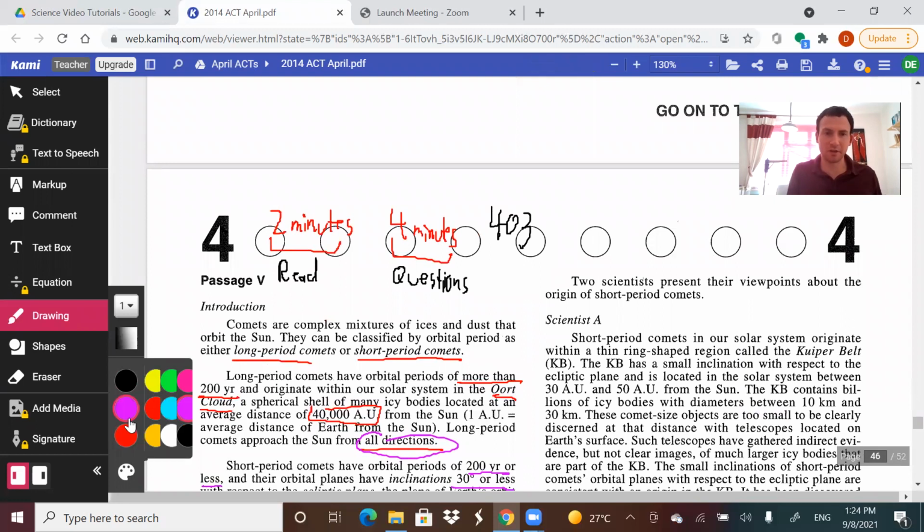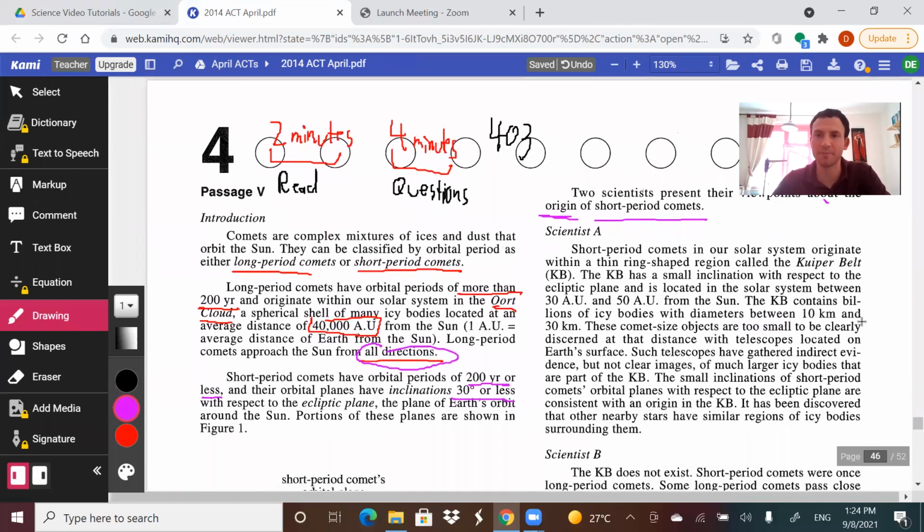What phenomenon are these scientists trying to figure out? 2 scientists present their viewpoints about the origin of short period comets. So that's what we're trying to figure out. Let's see what scientist A says about the origin of these comets. Short period comets in our solar system originate within a thin ring-shaped region called the Kuiper belt, or the KB. So within the first sentence, scientist A immediately gives us his hypothesis. The KB has a small inclination with respect to the ecliptic plane and is located in the solar system between 30 and 50 AU. So it's located much closer than the actual Oort cloud.